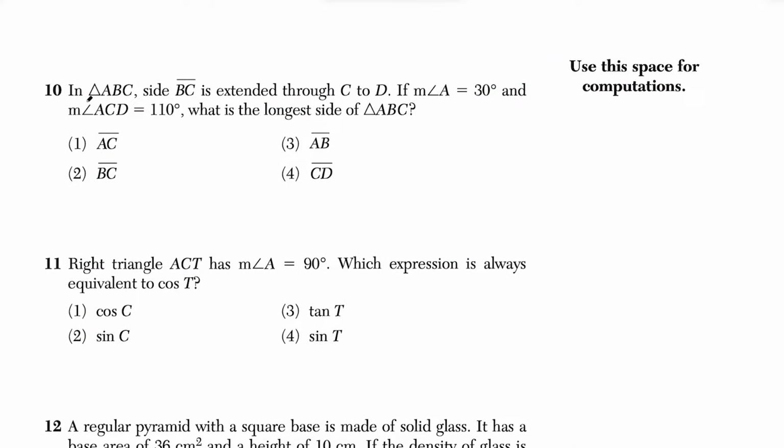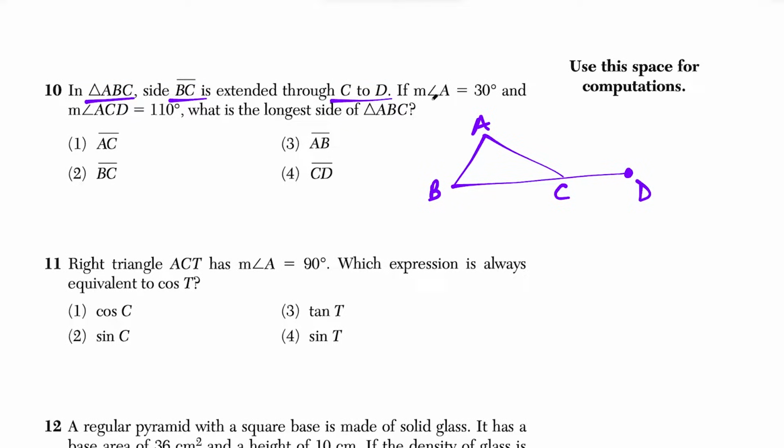Question 10, in triangle ABC, side BC is extended through C to D. So the first thing I would do with a question like this is draw this out. And we don't have to draw this to scale, but we have triangle ABC. So we have ABC, and we're told that side BC at the bottom is extended through C to point D. So we'll just put point D over here.